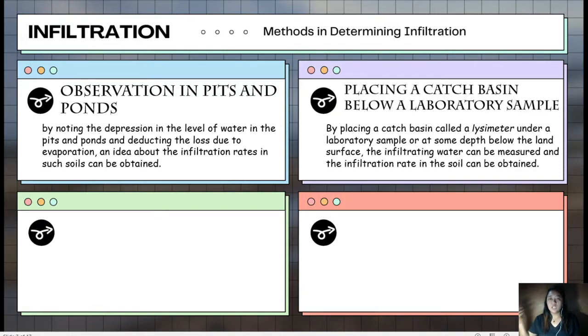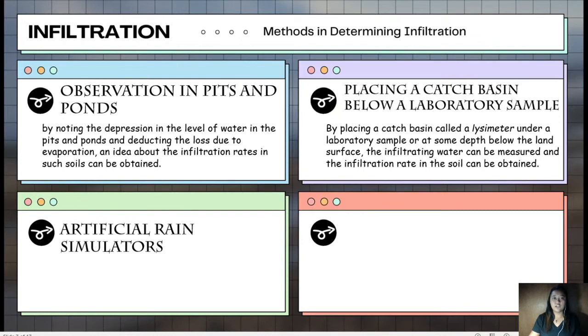Next is placing a catch basin below a laboratory sample. By placing a catch basin called a lysimeter under a laboratory sample or at some depth below the land surface, the infiltrating water can be measured and the infiltration rate in the soil can be obtained.